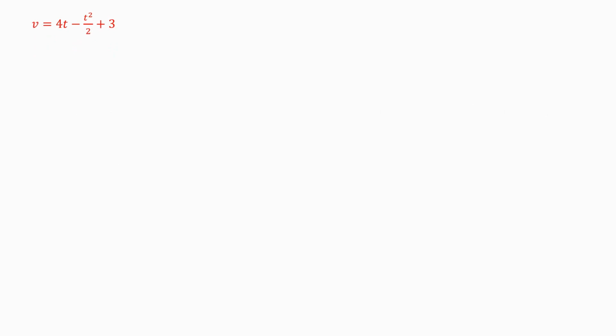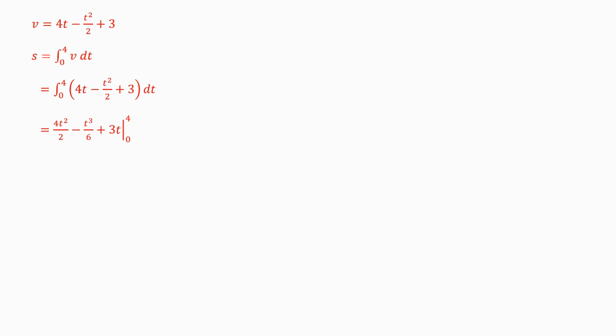So the first step, we need to find the distance equation, and to obtain the distance equation from the velocity equation, we integrate. So it's an integration between 4 and 0 of the velocity equation, 4t minus t squared over 2 plus 3, which becomes 4t squared over 2 minus t cubed over 6 plus 3t between 4 and 0.